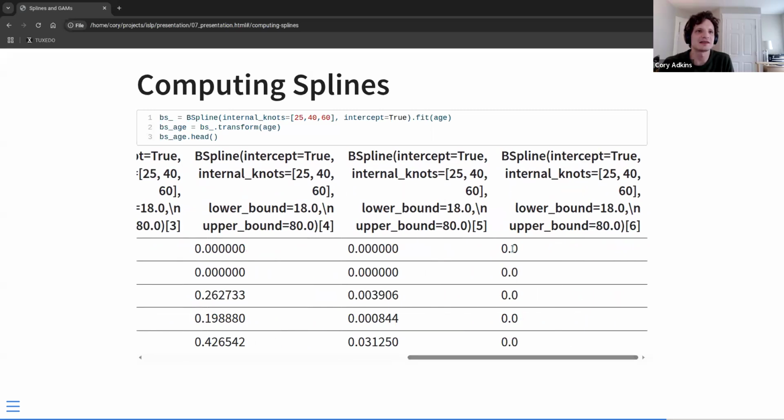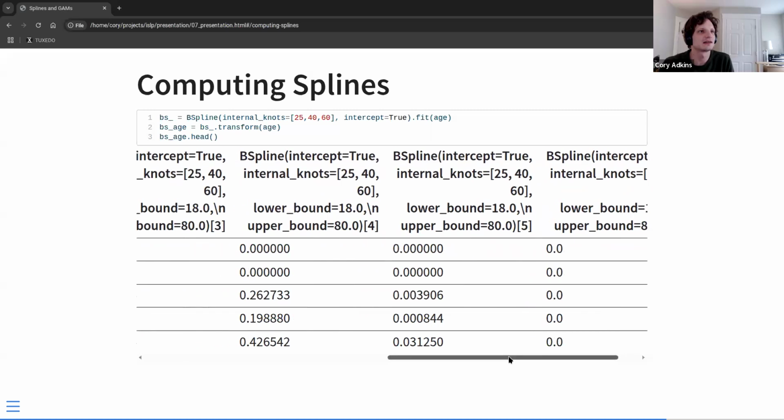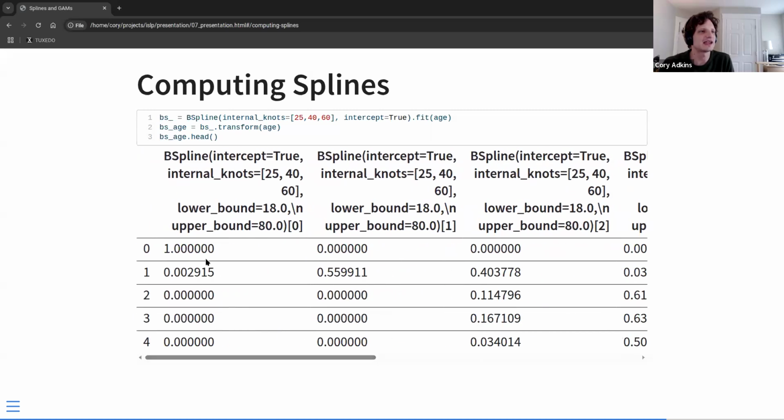Although I don't know why, because these are age values. So yeah, I think part of the reason I put this on here is because I was like, maybe they can help me figure out what I'm looking at.